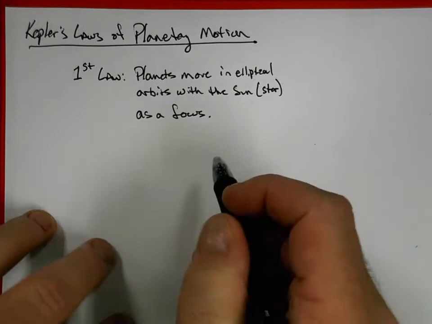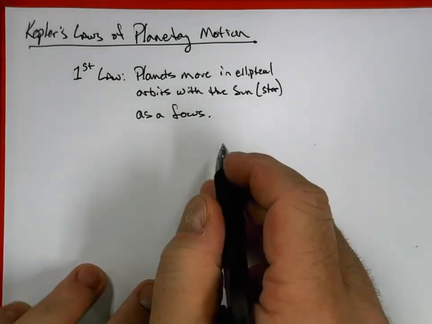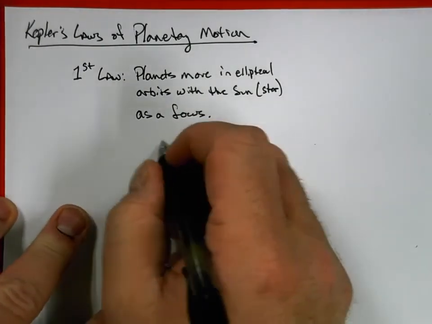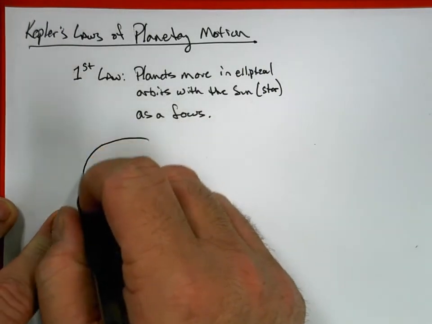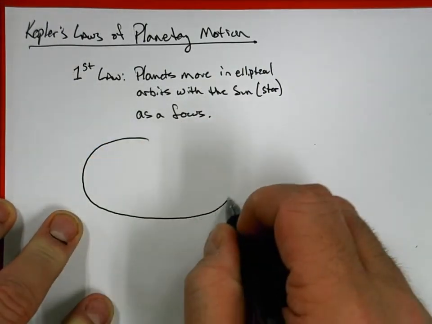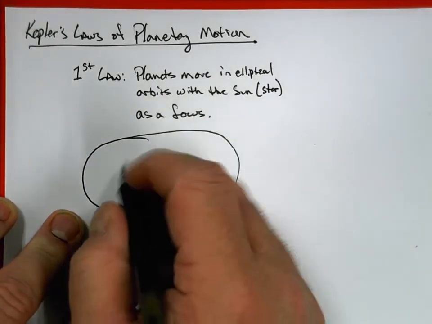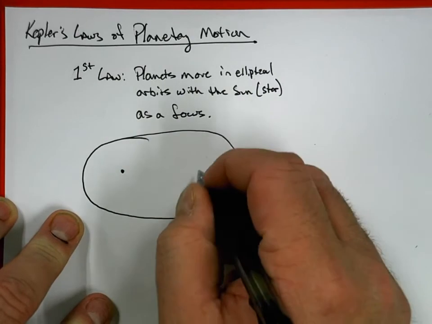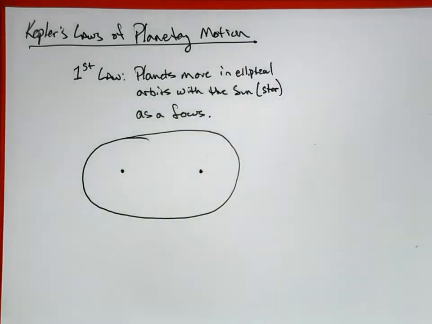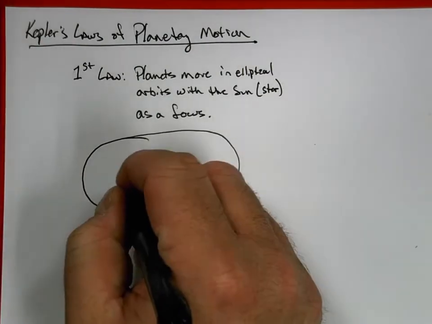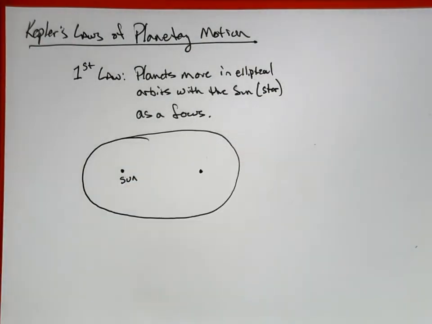Okay, so let's draw our ellipse here, and I'm going to make it more eccentric than the actual orbit. So this would be one focus, and let's say this was the sun. Okay, here's our sun. All right, so that's the first law, that planets move in elliptical orbits with the sun as a focus. All right, the second law.